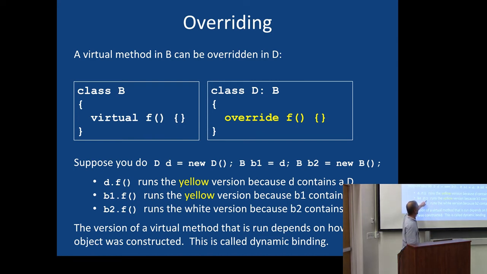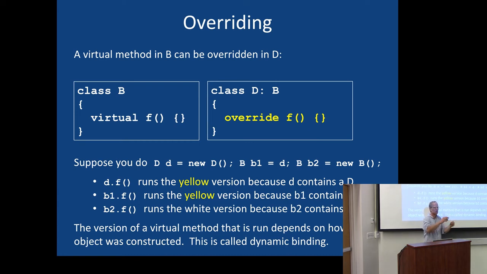If we do B1.F, it still runs the yellow version. B1 has type B. Nevertheless, it runs the yellow version. So what up here is determining which version is run? The original version or the overridden version? Yeah? It's the type of the object that the variable is referencing. Right, it's the actual type of the object.